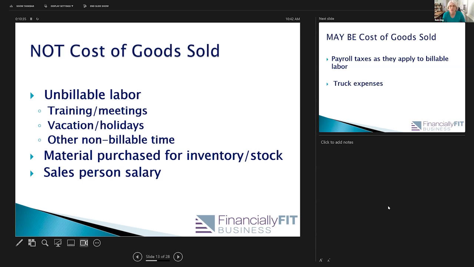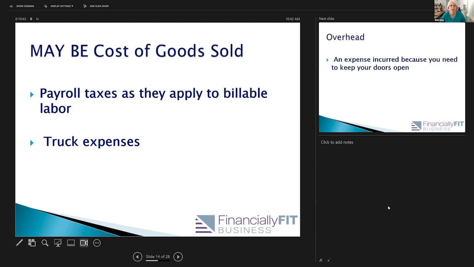So cost of goods sold is the commission piece. Salary piece is not a cost of goods sold. Now, there's no hard and fast rules about these, but some companies put all their payroll taxes as they apply to billable hours in cost of goods sold. Some put truck expenses and expenses that people have for going and doing work at specific locations. They put that in cost of goods sold also.